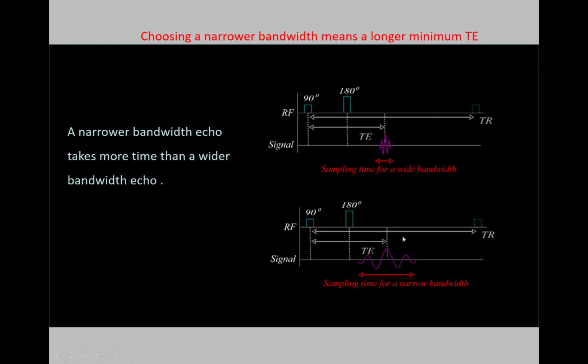Okay, so if we really wanted to reduce the TE here, we'd have to move to a wider bandwidth, and shorter echo. So to go back to the original statement, which sounds a little confusing, what it's saying is if you choose a narrow bandwidth, as we have done here, it means that you are going to be stuck with a longer minimum TE. You can always increase the TE, but you are stuck with a longer minimum TE.